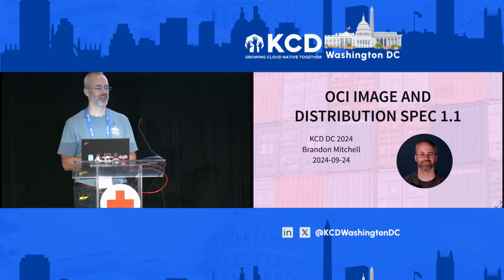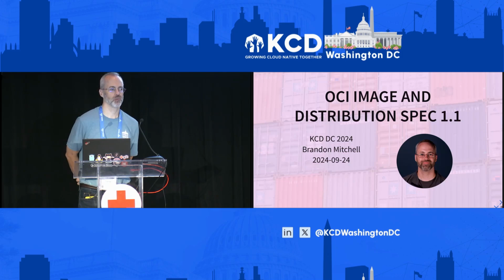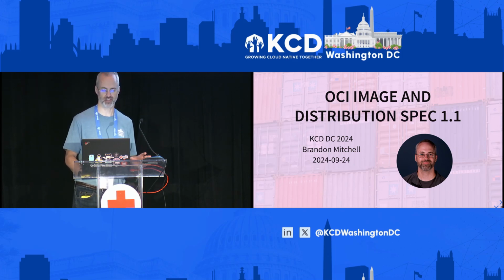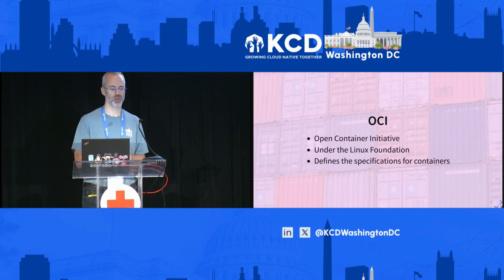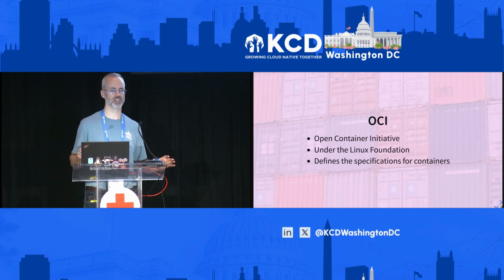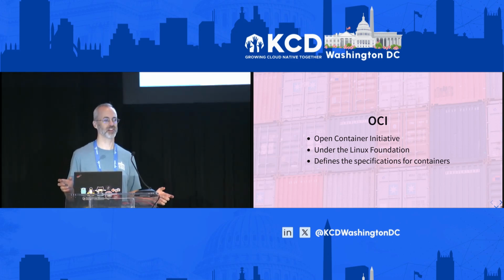So after a long wait, OCI finally came out with some 1.1 releases back in February, and if you follow the OCI project at all, that's kind of a rare thing that we ever do releases of stuff. So I want to talk about what went into it, but first, just a quick background for anybody that's not familiar with it. OCI stands for the Open Container Initiative.